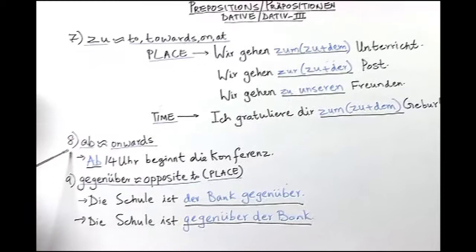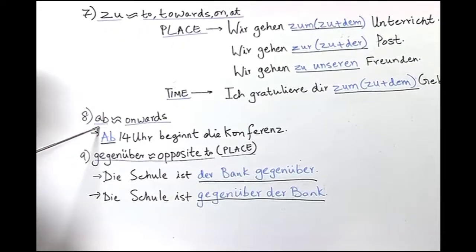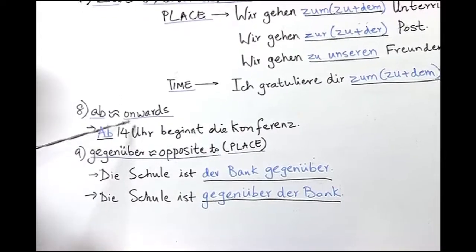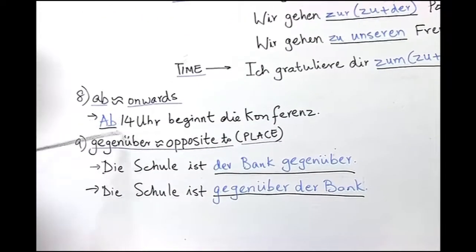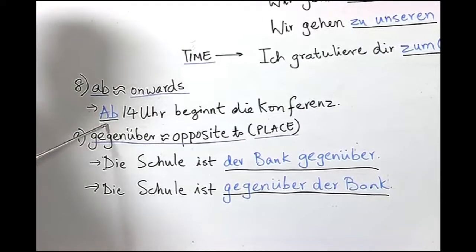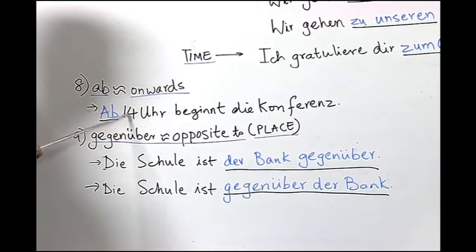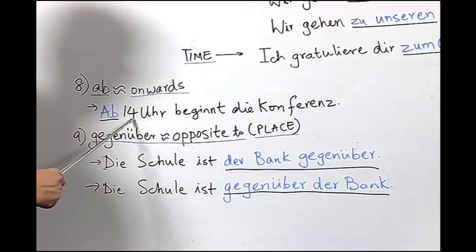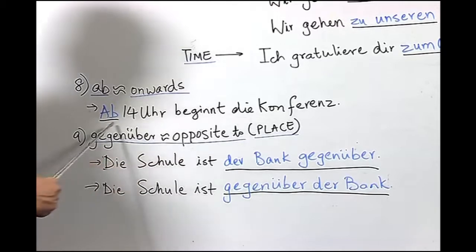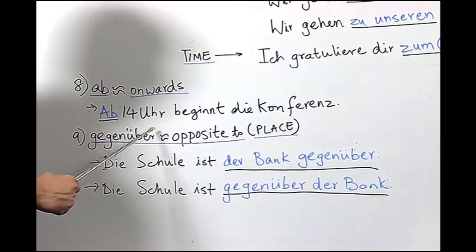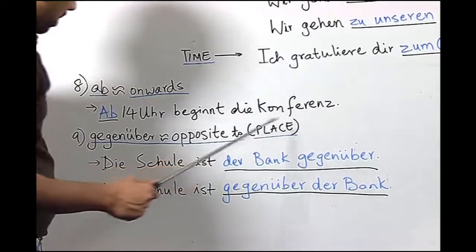Now, let us look at the preposition ab. Ab has one of the basic meanings, onwards. For example, any action which starts at a specific point and continues to happen. Now, we have here the sentence Ab 14 Uhr beginnt die Conference. From 2 o'clock onwards the conference would begin. So, here ab shows an action which starts at some point and then continues to take place.